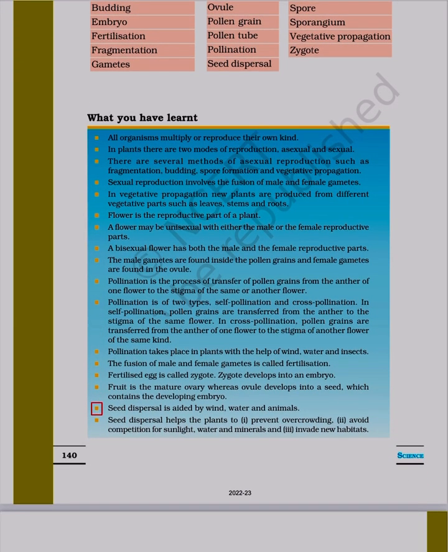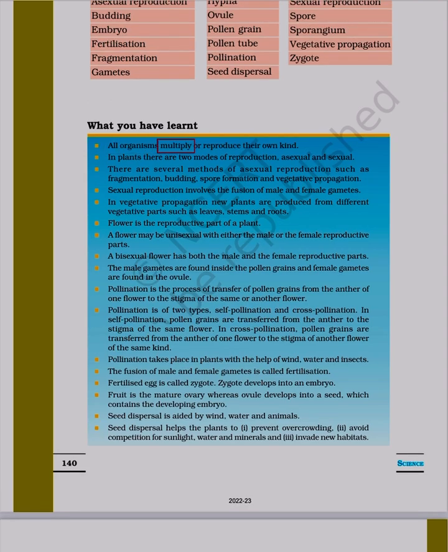All organisms multiply or reproduce their own kind. In plants there are two modes of reproduction, asexual and sexual. There are several methods of asexual reproduction such as fragmentation, budding, spore formation and vegetative propagation. Sexual reproduction involves the fusion of male and female gametes. In vegetative propagation, new plants are produced from different vegetative parts such as leaves, stems and roots.